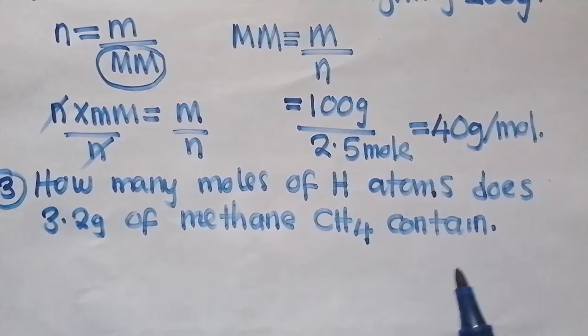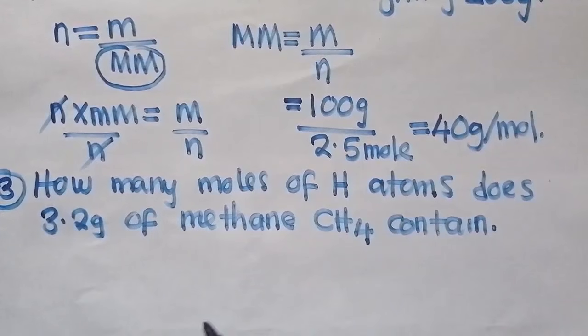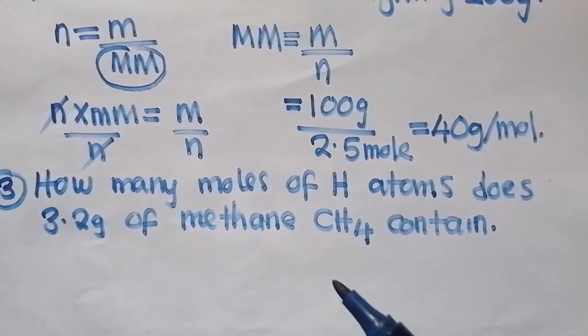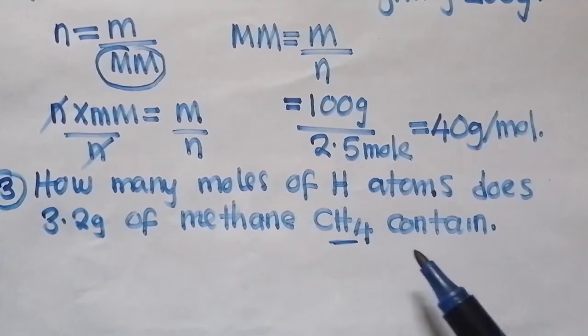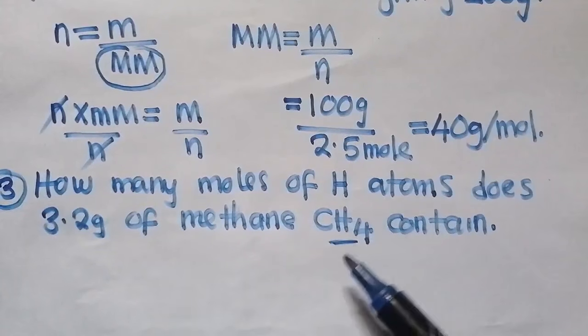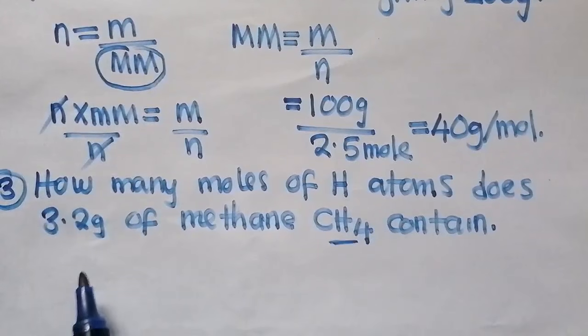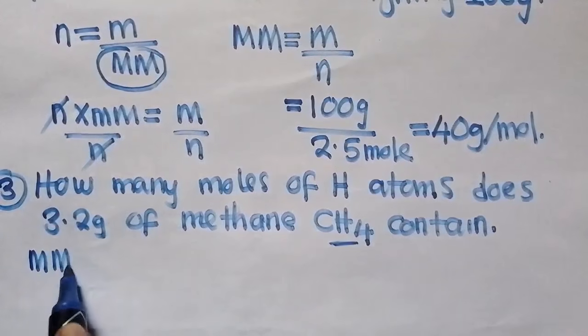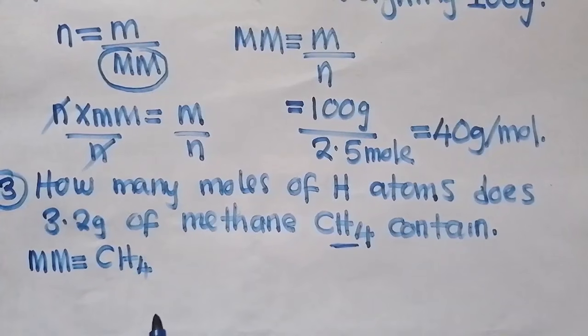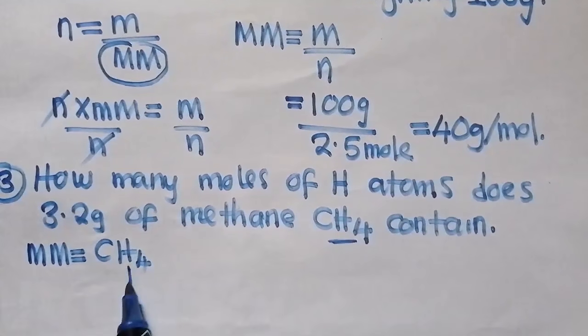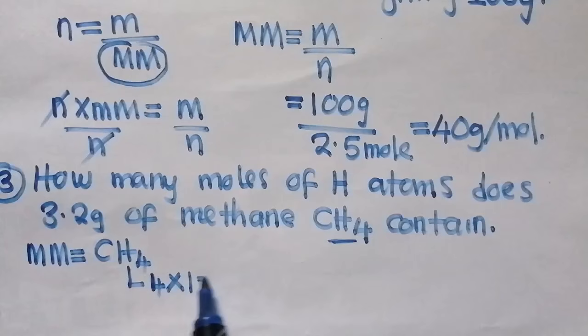So the first thing that you need to do to calculate this is to find the molar mass for methane. After you find the molar mass for methane, you calculate the number of moles. So what is the molar mass for methane? Molar mass is equal to, we've got methane, which is CH4. If we do the usual thing that we know, how many atoms of hydrogen are there? 4 times 1, which is equal to 4.